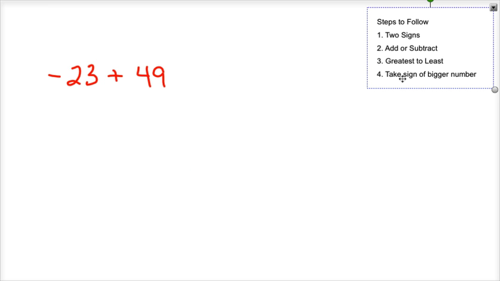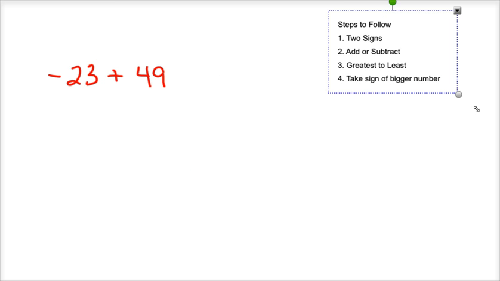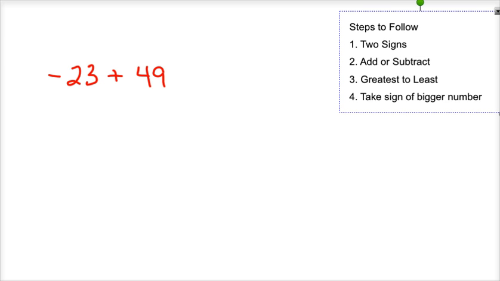Next one. 2 signs. Do I have 2 signs? 1 and 2. Perfect. I have my 2 signs. So far, so good. Decide. Am I going to add or subtract these numbers?